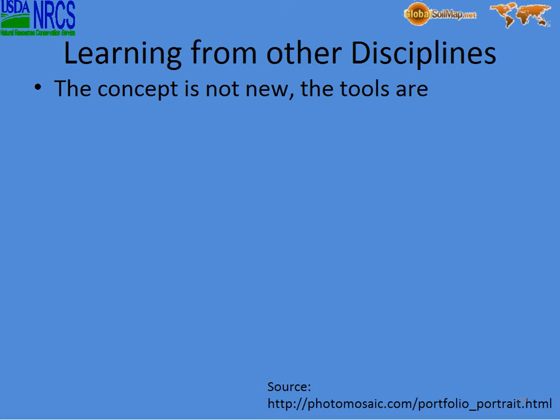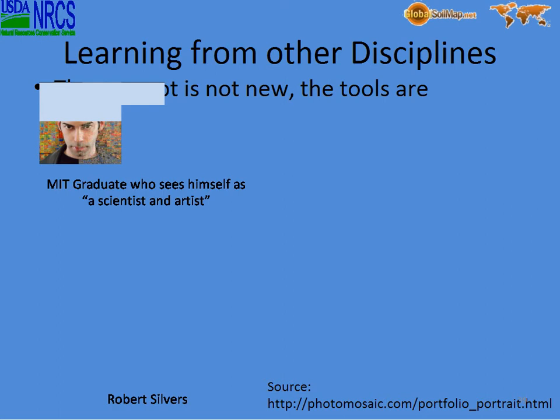Here's an example from Robert Silvers, who put this photo mosaic in place, and you can see two sides of that. One is more detailed, and one is blurry, but it's made of more detailed pictures. When I look at this, I'm not surprised, as we all sometimes joke around in the field, that we feel like we're soil artists trying to describe the colors in the soil, but also draw pretty curved lines on the landscape. So it's not that different.